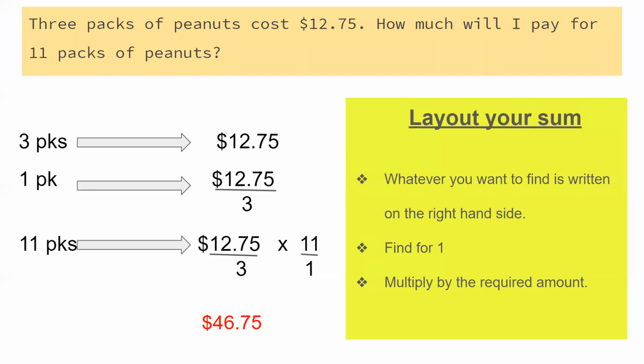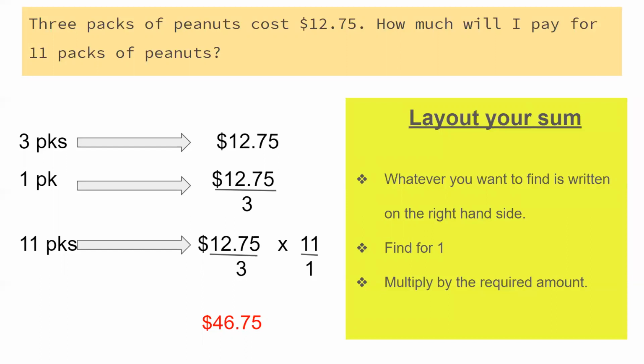Let's look at another example. 3 packs of peanuts cost $12.75. How much will I pay for 11 packs of peanuts? Whatever you want to find is written on the right-hand side. The problem requires us to find the price, the cost. Therefore, the first line is written as 3 packs of peanuts, $12.75. The cost is written on the right-hand side.